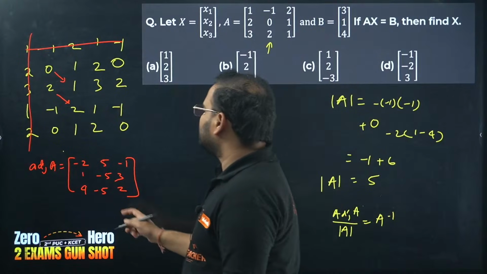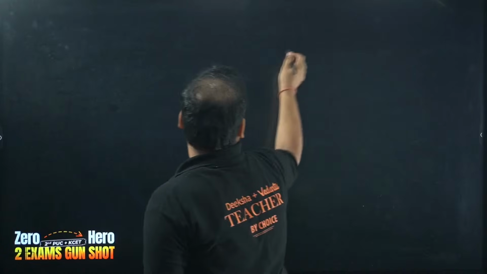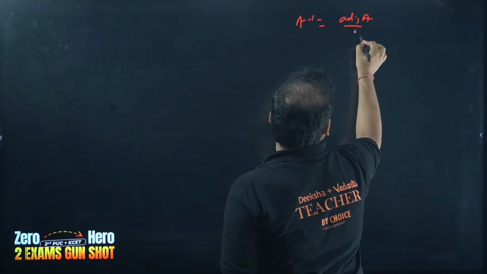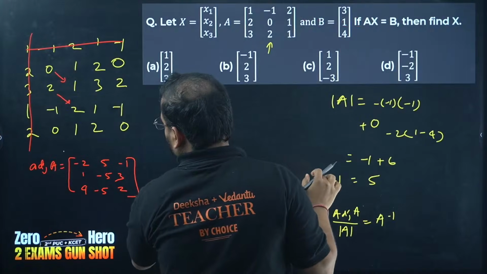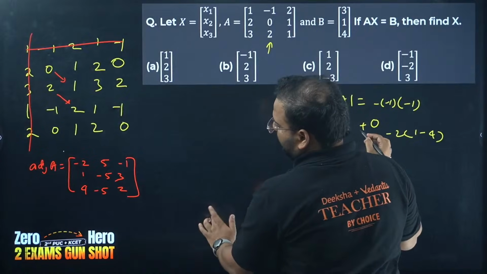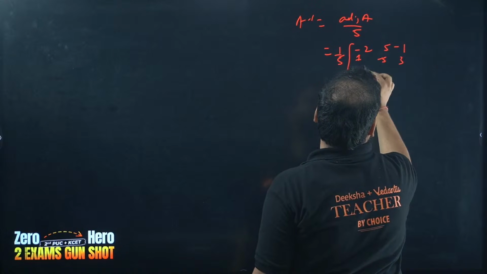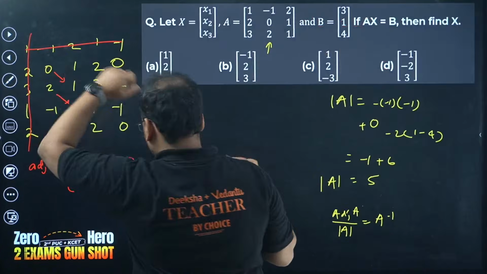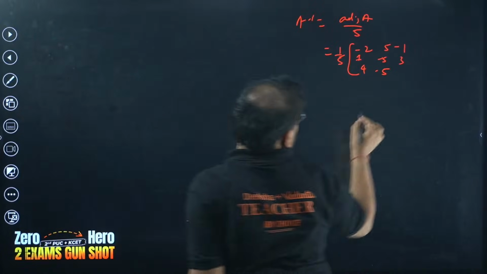So for inverse, what will happen? You're going to multiply this with 1 by 5, and you get the value of inverse. So inverse will become adjoint A by 5. Basically 1 by 5 we're going to keep, and the value that we had: minus 2, 5, minus 1, and 1 minus 5, 3, 4 minus 5 and 2. Please check.